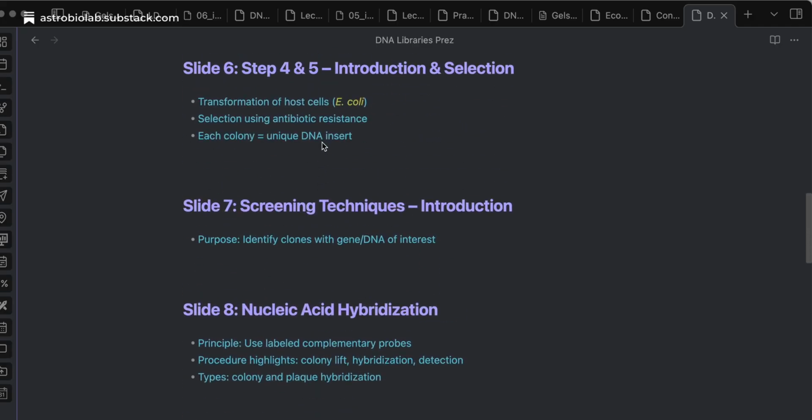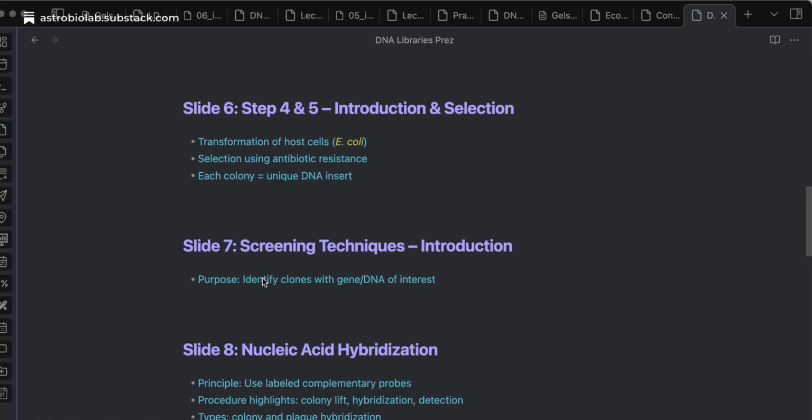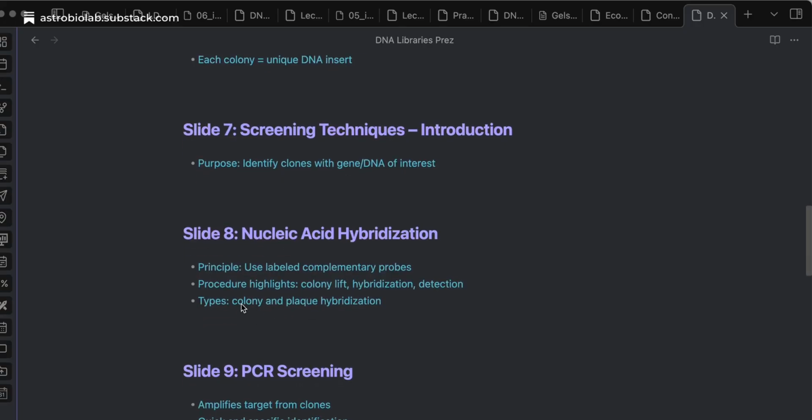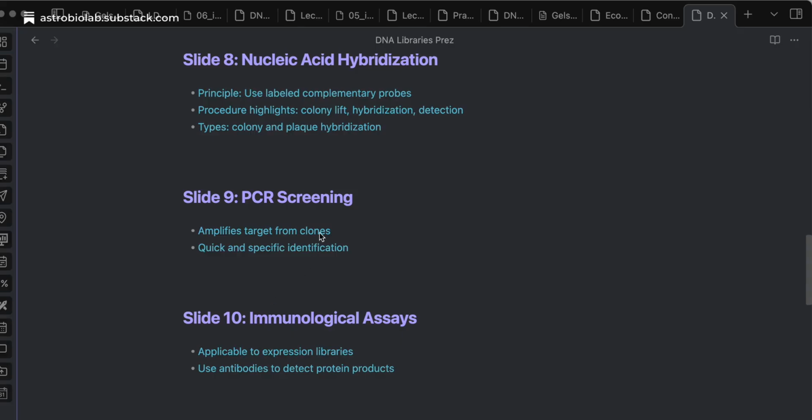Like here. If you're using lambda phage, you're going to be using plaques. If you're using the normal method, then you're just going to look for colonies. Then you can also use screening using PCR, and this one amplifies target regions from your clones. It's very quick, but it's a lot of throughput.